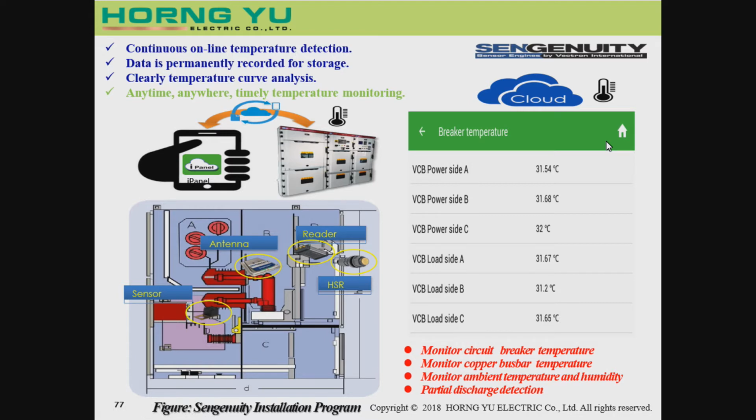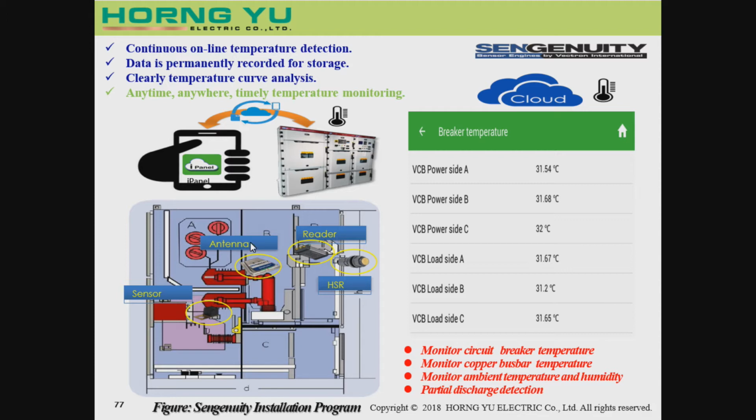Next is how we can do the VCB monitoring. We have the product called Sengunity, and this one has the HSR sensor for the substation environment, and then it has a sensor. This one sensor can be placed in the VCB, 6 parts of the power side and load side for RST phases. And then it is wireless.